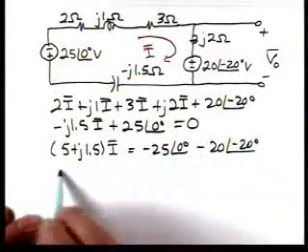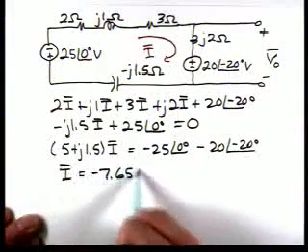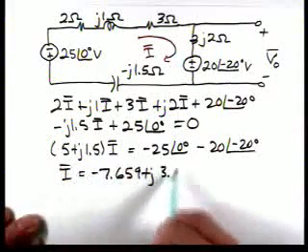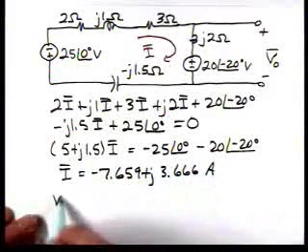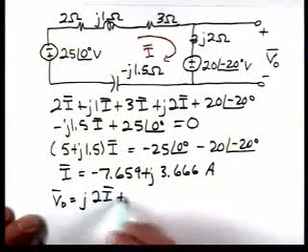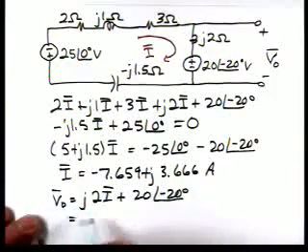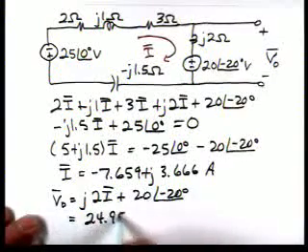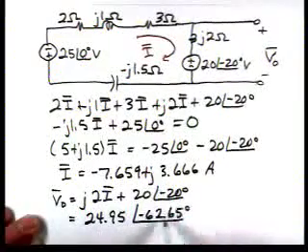And if we solve that, I is minus 7.659 plus J3.666. And if we look at our circuit, V0 is J2 times I plus 20 at an angle of minus 20, and that's 24.95 at an angle of minus 62.65 degrees.